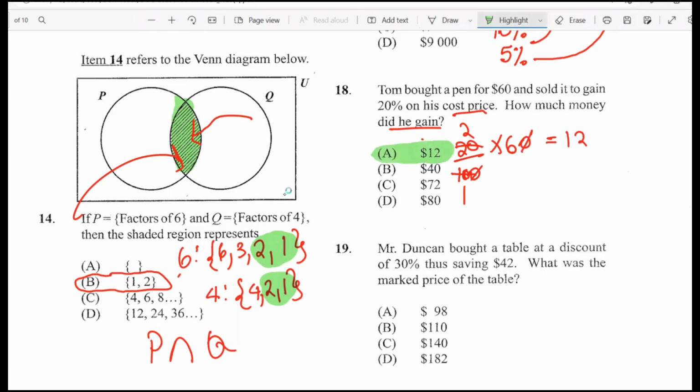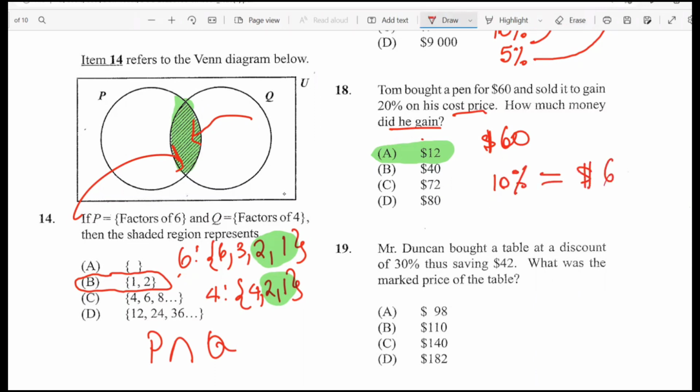Another way you could have picked up 12 easily is to apply the idea of 10% and then relate it to 20. Because 10 is simply half of 20, or 20 is 2 times 10. What do I mean? If I know that $60 is the entire thing, 10% of this is 6, which means that 20% would mean to double the 10 and you would have gotten 12, which would have been the same answer we're picking right here.